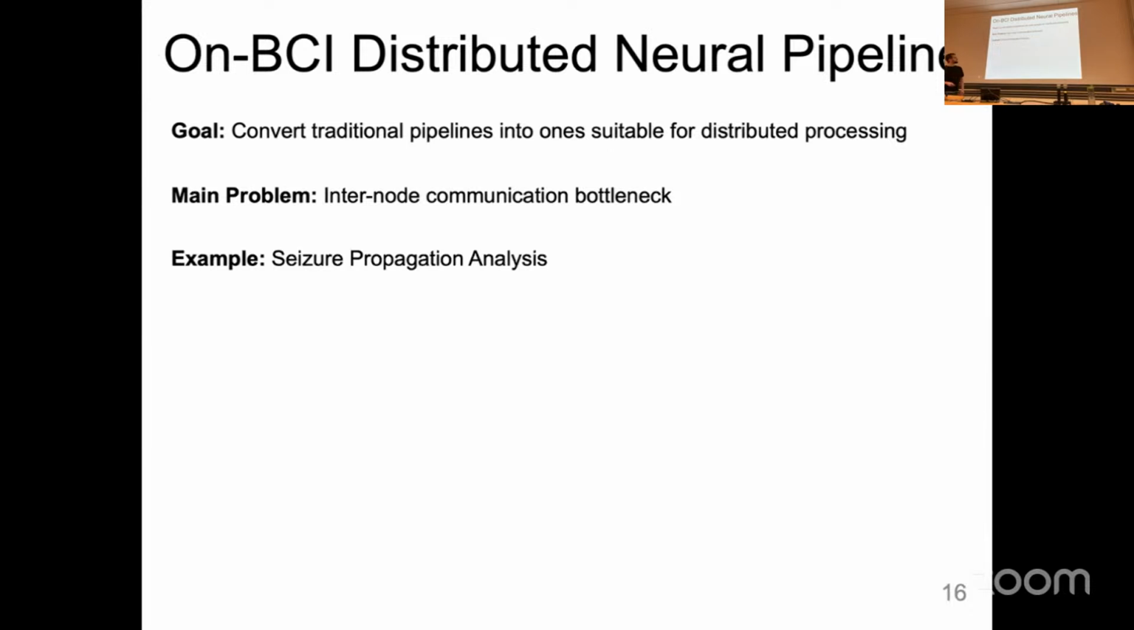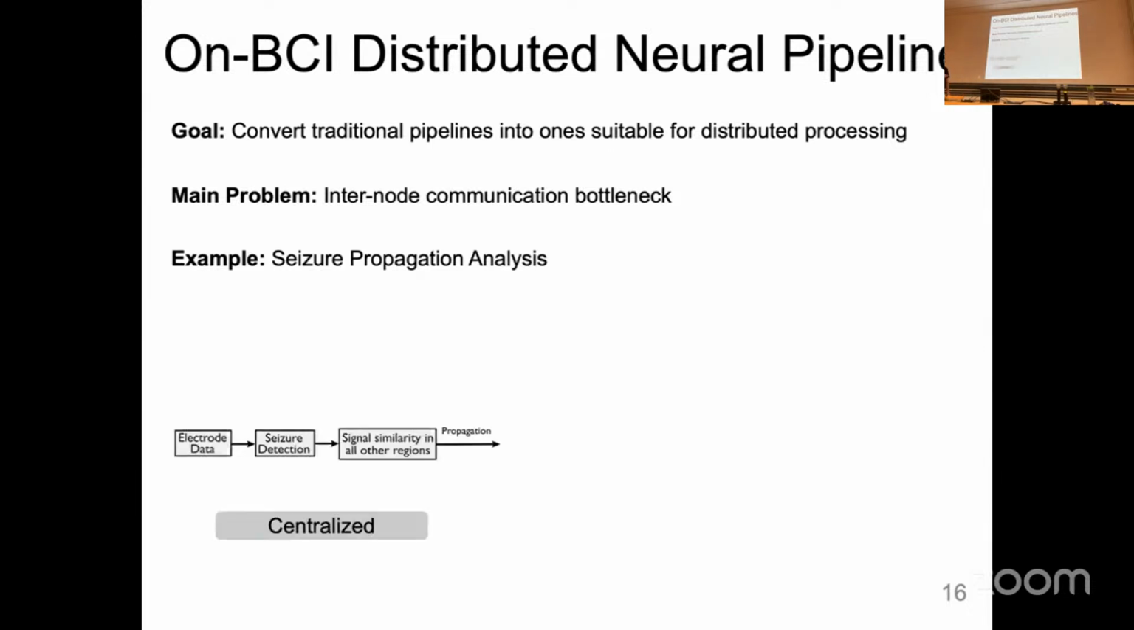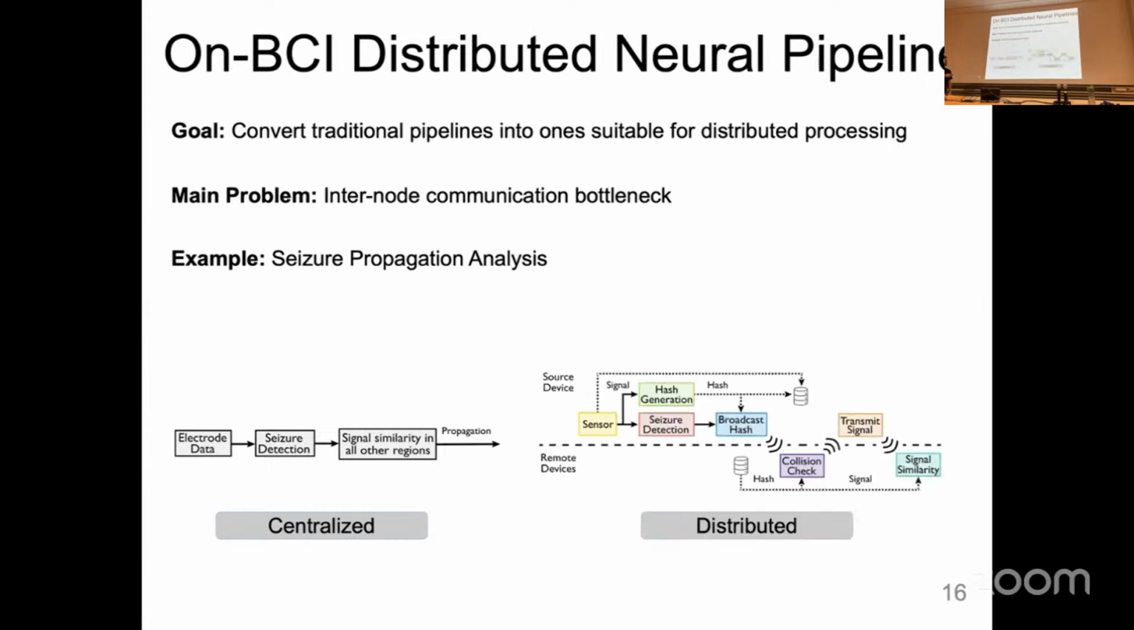Yeah. And now I will present a brief example on seizure propagation analysis, how this may look like. So this would be a centralized setting. And one thing important to note here is that centralized means we have a centralized processor, but we can still have multiple electrodes on different brain regions, essentially. So we would detect the electrode data, classify, is this a seizure or not, and then compare it to all the other regions. And the pipeline that would work in the distributed setting is this.